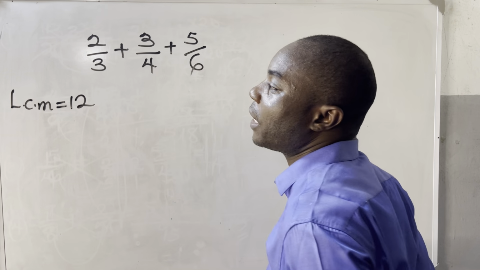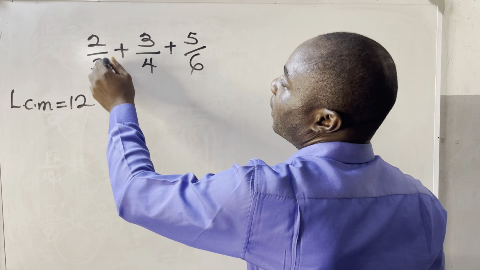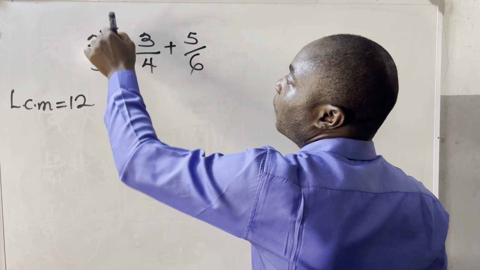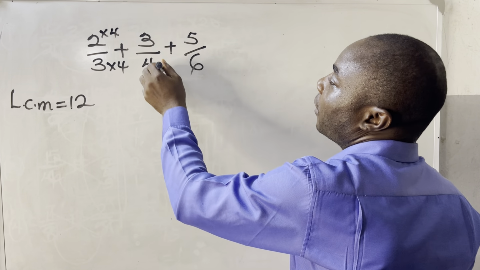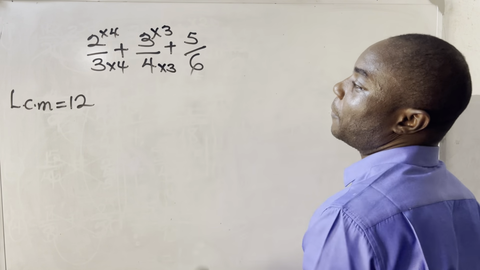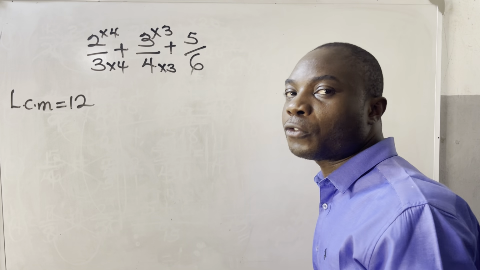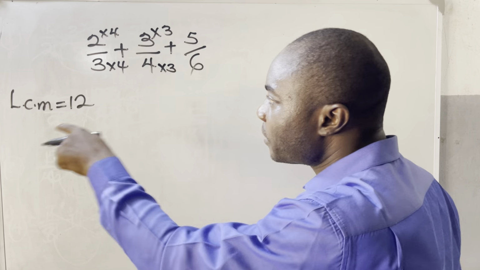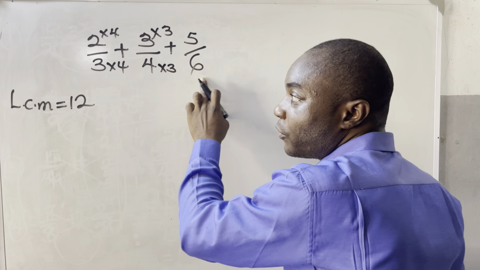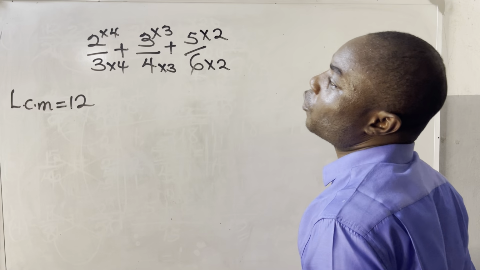So what do? We ask ourselves, 3 times what will give us 12? And the answer is 4. Times 4, times 4. Whatever you do for Mr. A, you do for Mr. B. Times 3, times 3. All right, and don't forget, we start from the denominator because we want to make the denominators the same. So I'll ask myself, 6 times what to give me 12? Times 2, times 2.